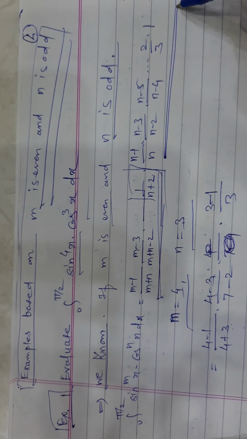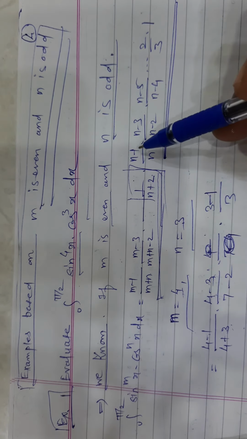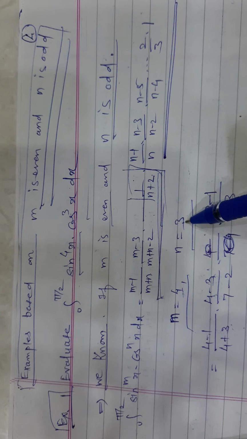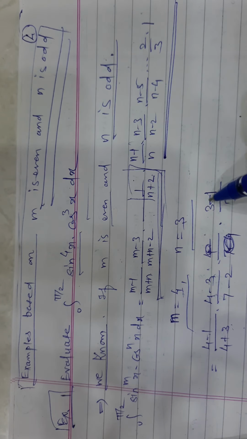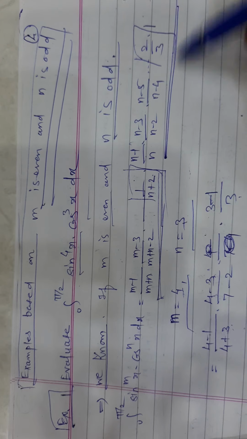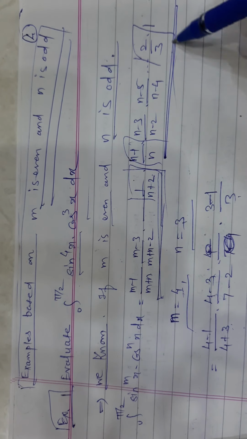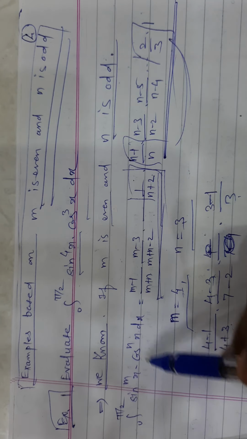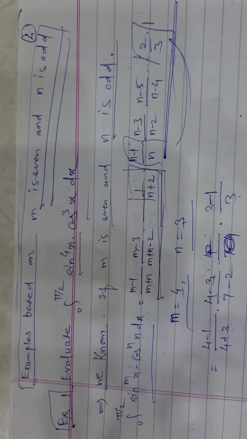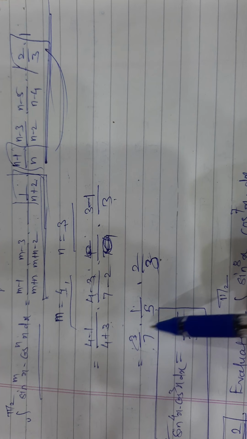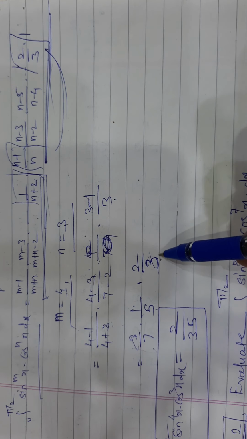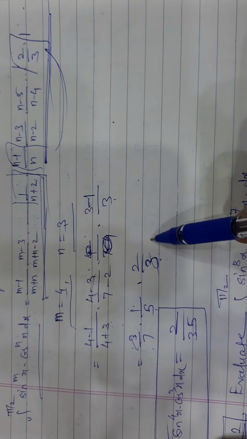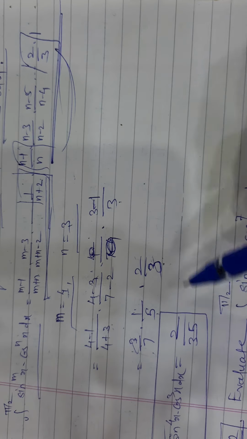And in the next part, here is n minus 1 upon n. n is 3. 3 minus 1 is 2 by 3. That is the term. Using this formula, we get 2 by 3. And we get the integration of this using the reduction formula as 3 by 7, 1 by 5 into 2 by 3. 3 gets cancelled, 2 upon 35.